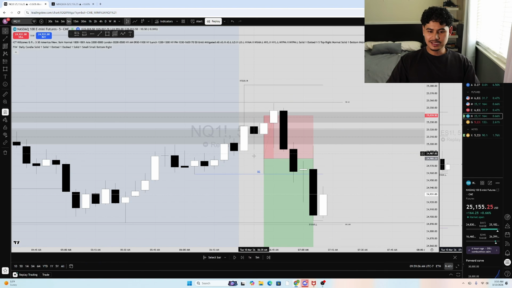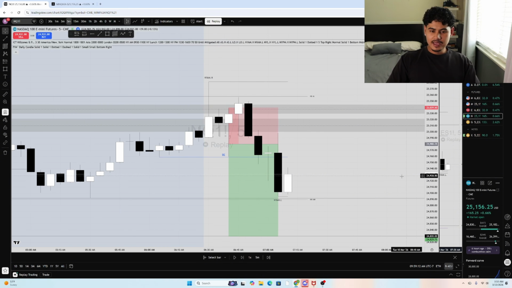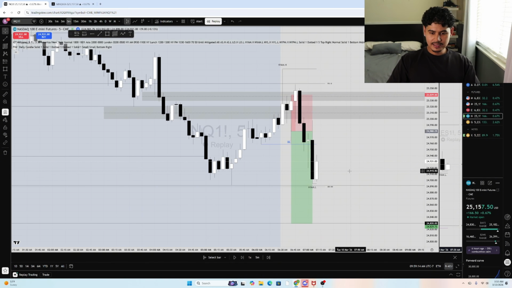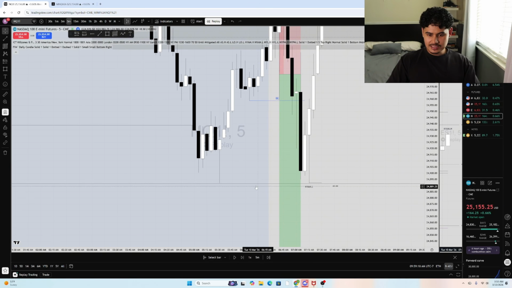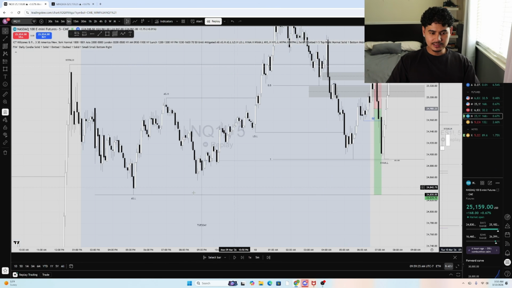But as you can see, we edged my break even. We do come up a little bit, and then we make a move lower. And we do end up edging this low right here. Create equal lows, actually. And then we edge. We don't hit Asia low.